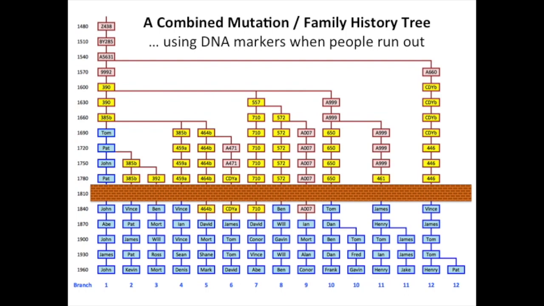But even if you get back to 1600, and the surname has been around for 1,000 years, you're still missing 60% of your family tree. It's not going to have any ancestors on it, going back to the origin of that surname. So this is where the DNA markers hopefully can fill that gap.